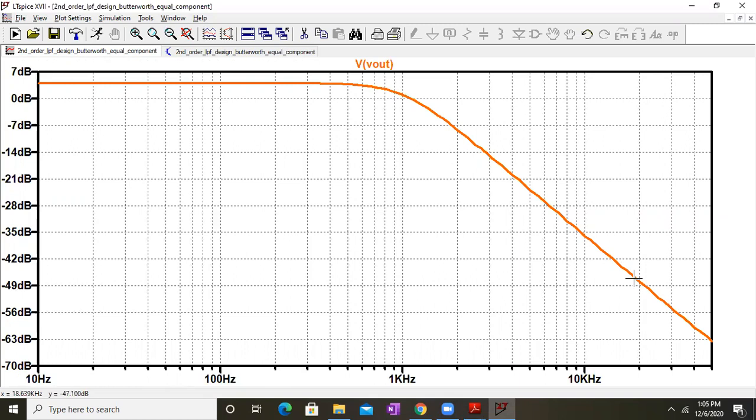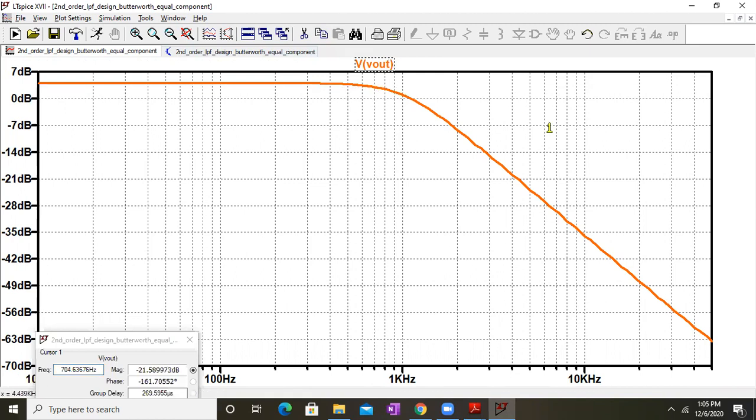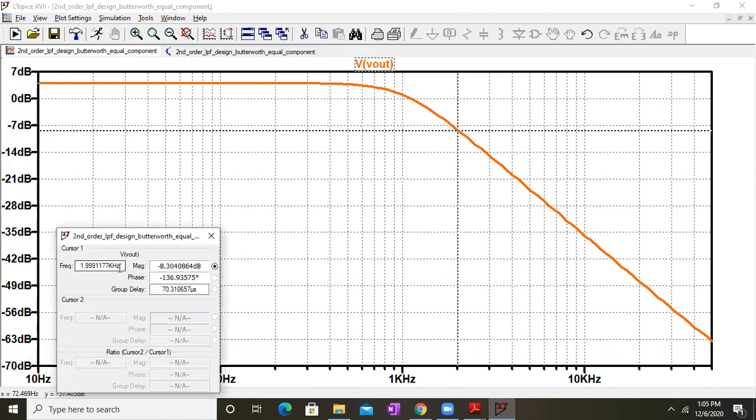So with a 10 times change in frequency, the gain is falling by 40 dB per decade. You can easily check this value if I place one cursor over here and verify these numbers. So here it is. Here the frequency is 2 kilohertz and the gain is minus 8.3.